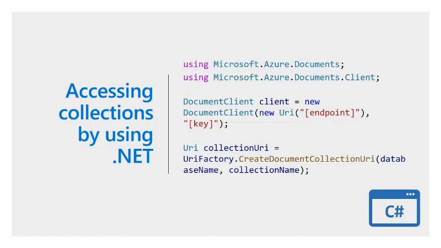To reference any resource in the software development kit (SDK), you will need a URI. The URI factory class contains a series of static helper methods that can create URIs for common Azure Cosmos DB resources. In this example, we are creating a collection URI by using the database name and collection name. So first you create the document client using the endpoint and key, and then you create a collection URI.